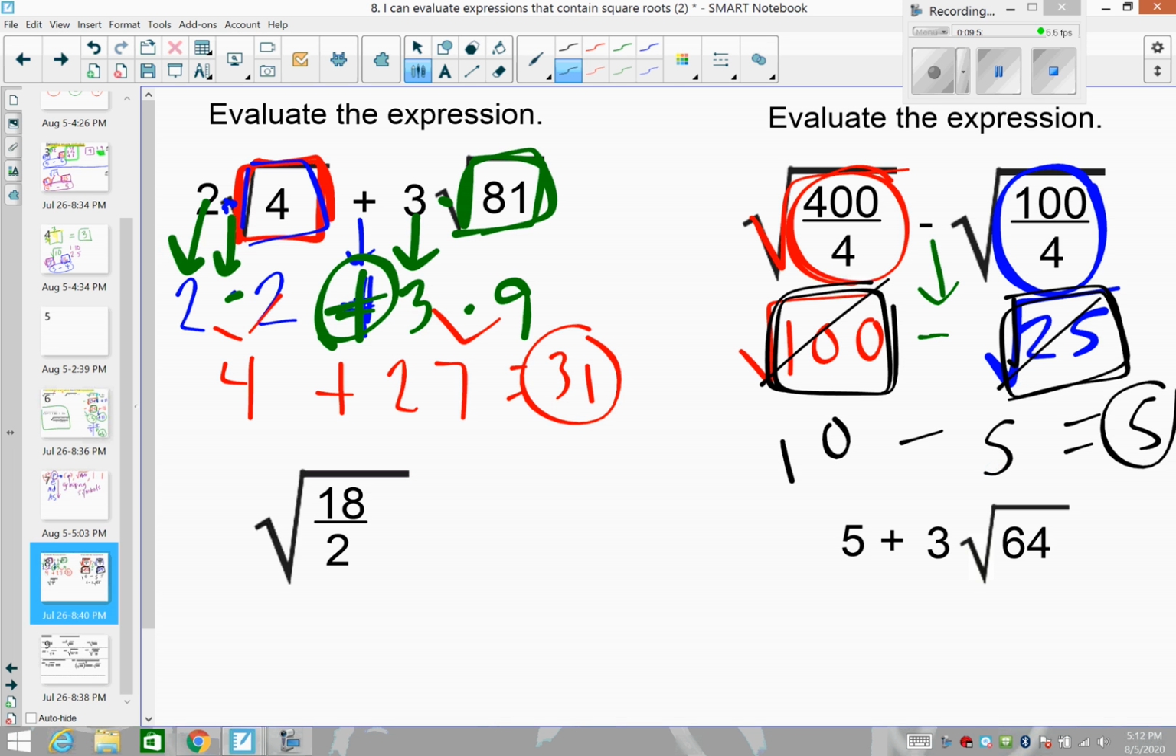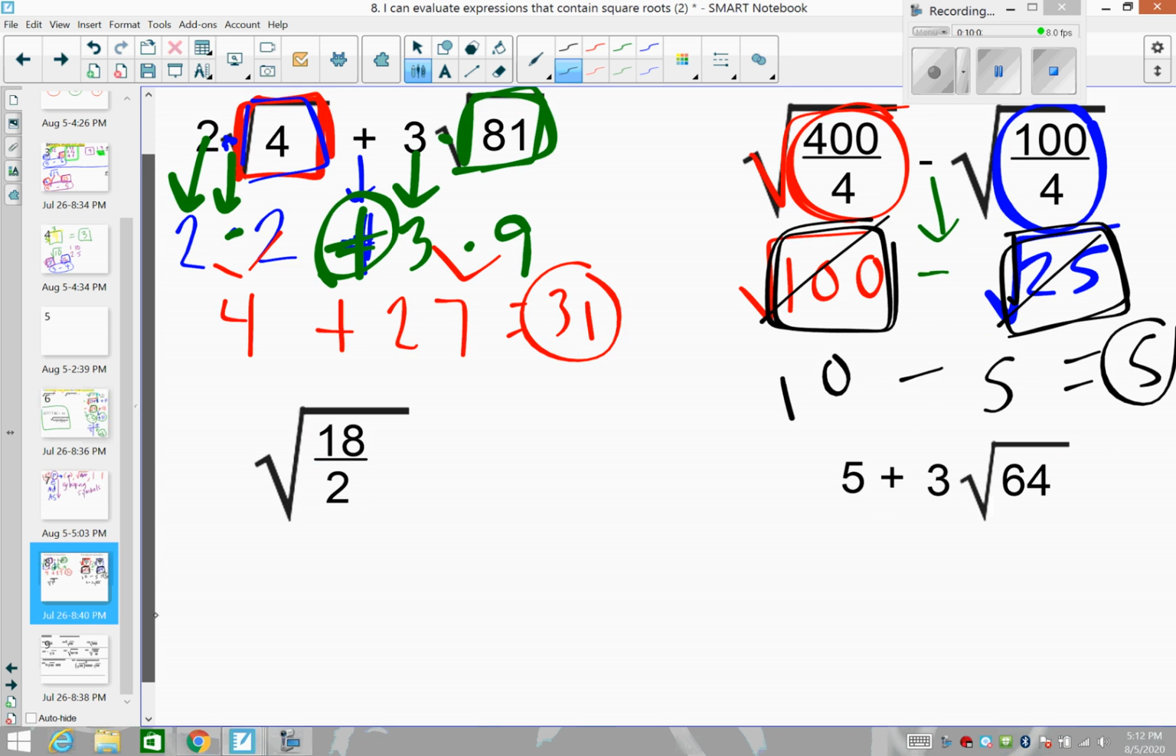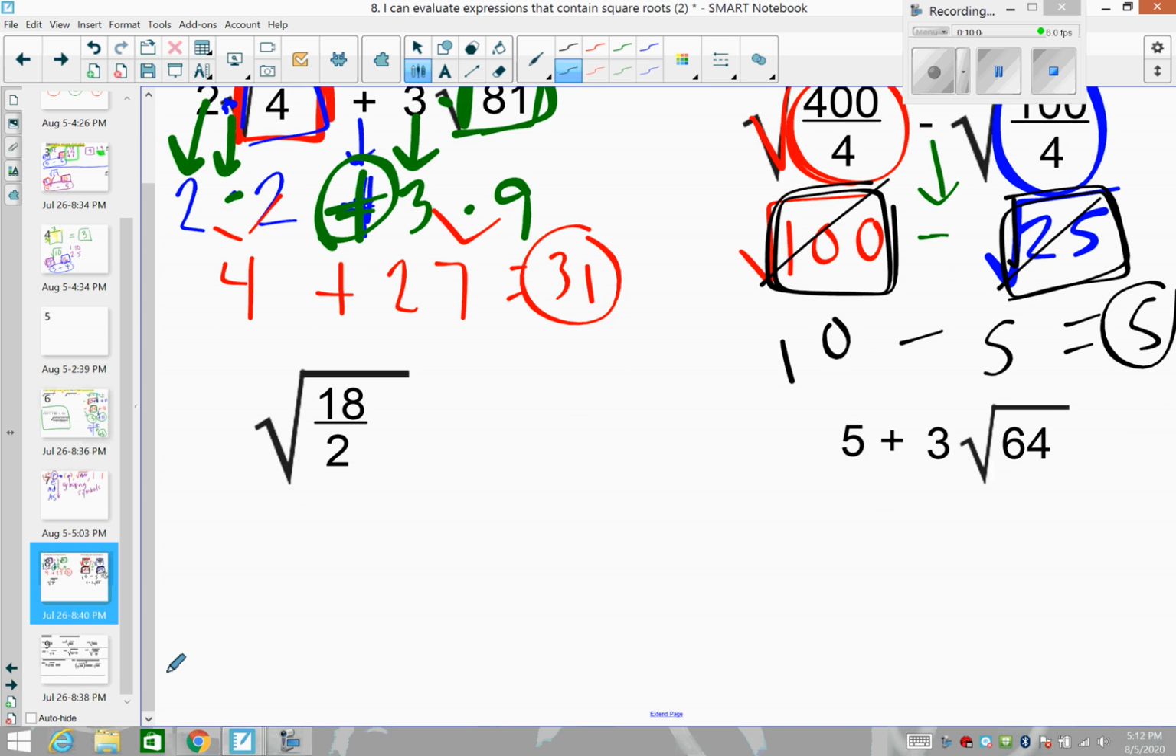Of course, we could tug of war it, but you all know in elementary school that results in just a simple positive 5. All right. So that's how we would evaluate expressions when we have lots of stuff going on with the square root. So we're going to try these two, and then we're going to pause the video, and you're going to try some on your own.